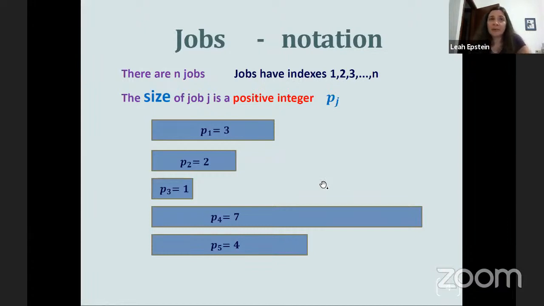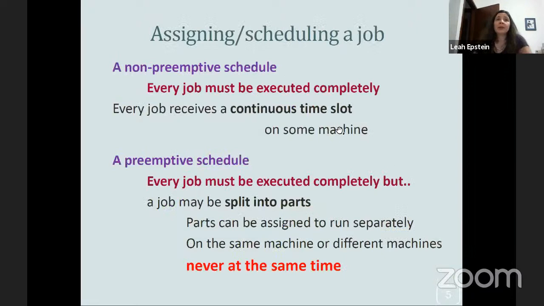Okay, this is a very simple illustration of jobs. Usually they look like this, and a job has a size or a processing time on a unit speed machine. They are indexed just 1, 2, 3 up to n. In order to assign a job, we must assign it to run completely. So if the schedule is non-preemptive, it receives a continuous time slot.